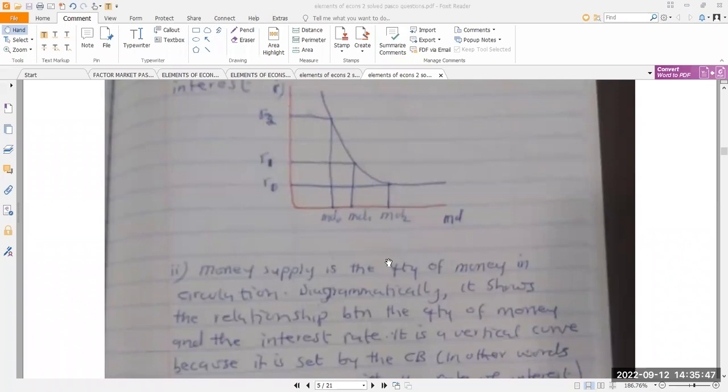What does it mean? The liquidity trap is the case where the interest rate becomes very, very low. When interest rates are extremely low, people just want to hold money. They don't want to hold any financial asset at all. That is where the liquidity preference curve becomes horizontal.